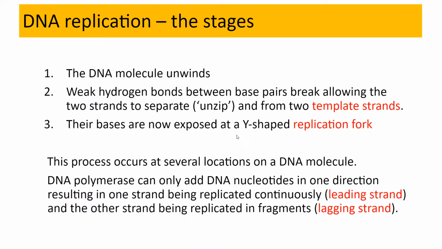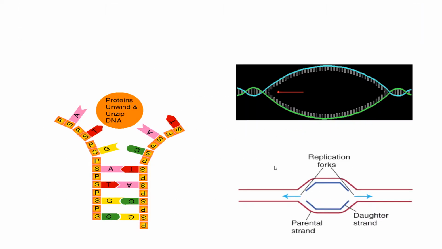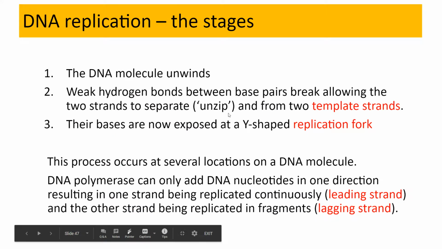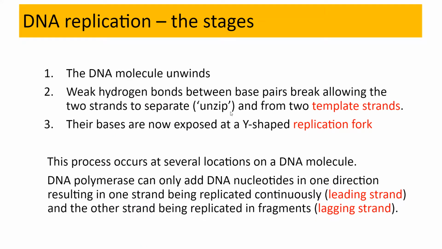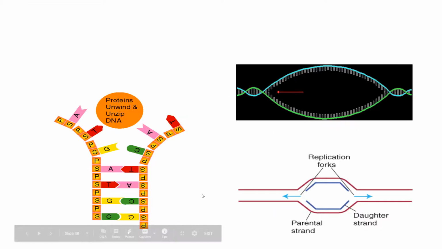Right. So there are quite a few steps here, so just bear with us. So the first stage is the DNA molecule needs to unwind. So we know that DNA is in double helix. That means it's two strands twisted around each other. First thing that happens is they unwind so that they are just straight up and down like a ladder.